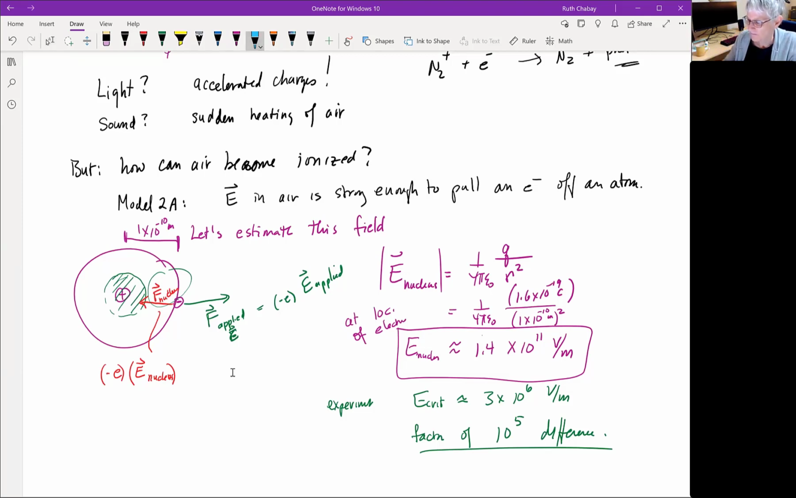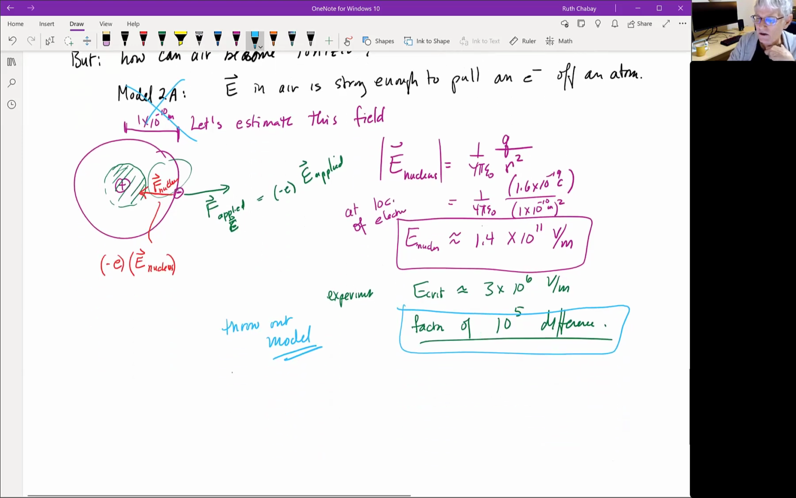Okay, so what we say is, if we're off by a factor of 100,000, 10 to the fifth, this model just doesn't work. So we're going to throw this model away. So the electric field isn't just pulling electrons out of atoms. There has to be some other process going on.